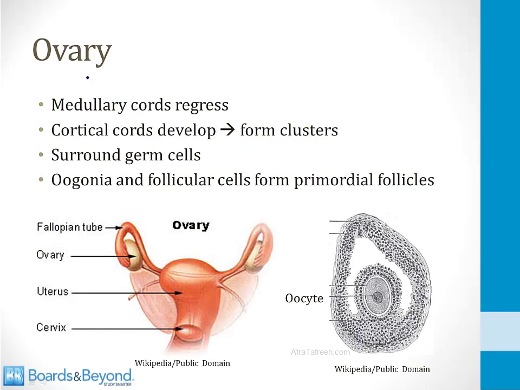The female does not have the SRY gene, so the medullary cords we just discussed will regress. A different type of cords called cortical cords will develop. They will form clusters in the gonad and surround the germ cells, and then the oogonia and follicular cells will form into primordial follicles inside of the ovary.